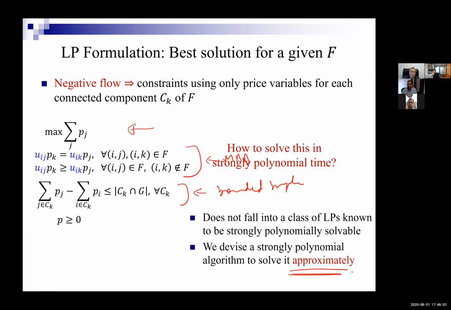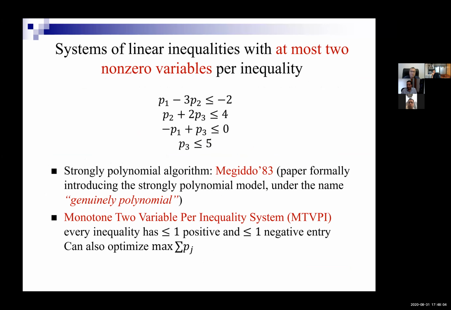For that, let's recall the classical result by Megiddo from '83. Suppose you have a system of linear inequalities where every inequality has at most two variables. Here, see that every inequality has at most two variables. This has two variables, this has one variable. Then he proved that there is a strongly polynomial time algorithm to find a feasible point in this system. In fact, this is the first paper which defined the notion of strongly polynomial time. He called it genuinely polynomial.